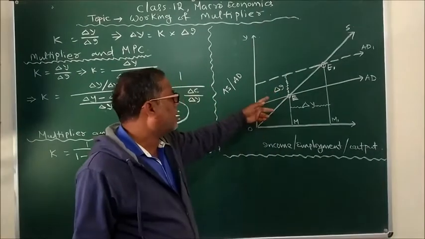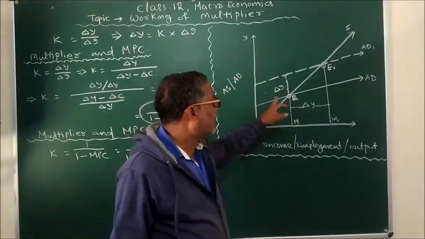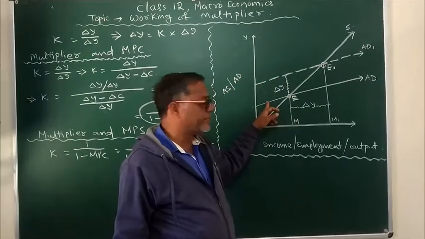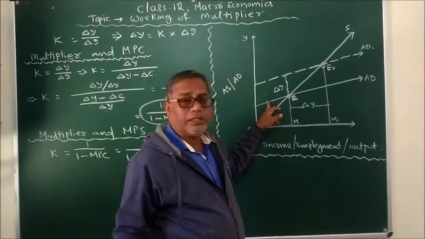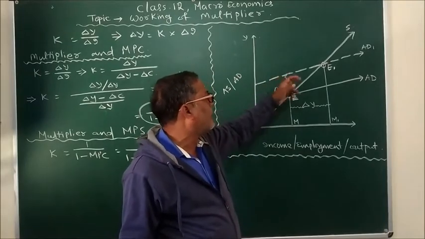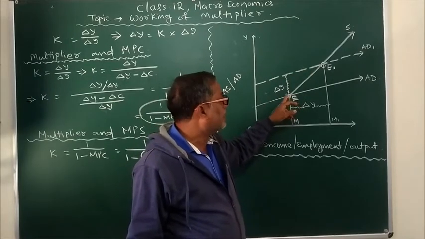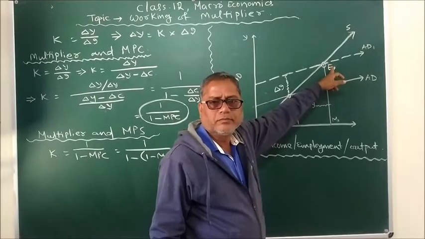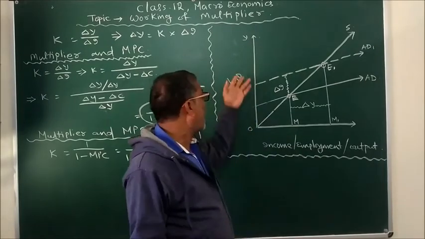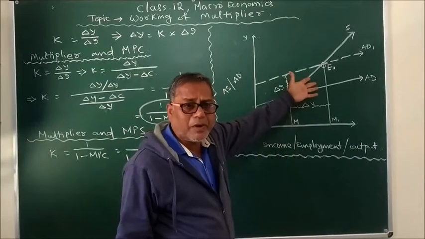So you see here in the diagram, S is the aggregate supply curve and AD is the aggregate demand curve, the original one. But due to additional investment, this is the additional investment, and that's why aggregate demand rises and the equilibrium point shifts from E to E1. Along the x-axis we have taken employment, income and output, and along y-axis we have taken aggregate supply and aggregate demand.